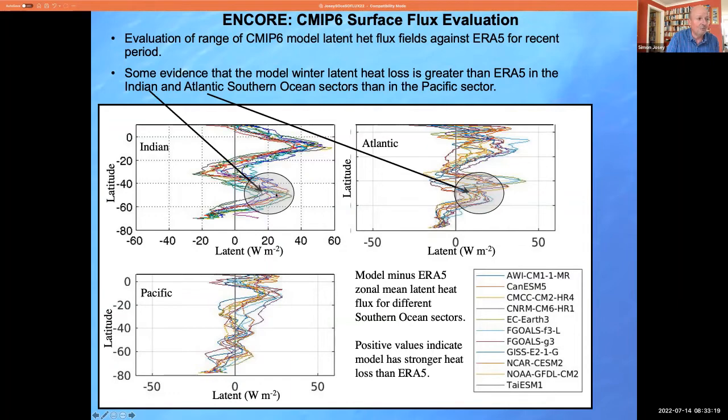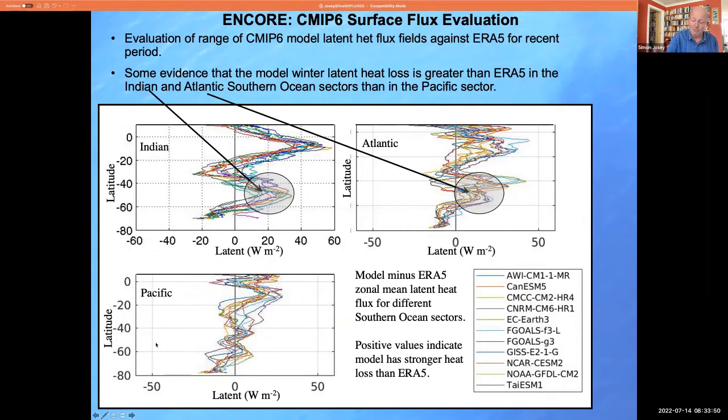I'm not necessarily going to call them biases. They may be biases if ERA5 is accurate. But if you look in the Pacific sector, we're seeing that the various coupled models are in agreement with ERA5. So my point here is we have to worry about saying in general models are accurate to a certain level in the Southern Ocean. This is indicating that there are significant biases or differences depending on where you are in the Southern Ocean.